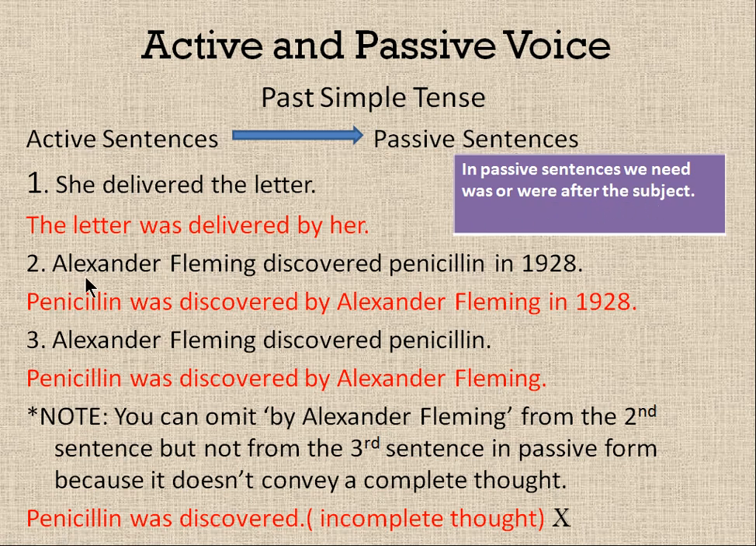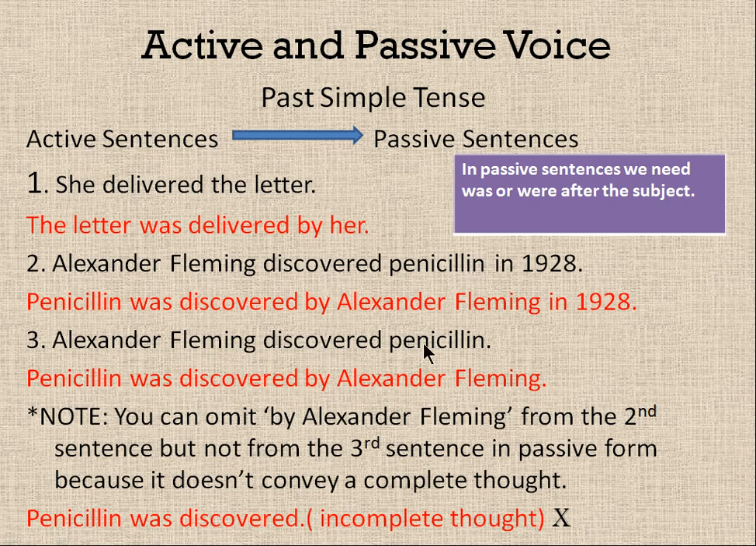Look at sentence number 2. Alexander Fleming discovered penicillin in 1928. Penicillin is the object, so it will go to the subject place. Penicillin, as it is singular, that's why in the past we need was. Penicillin was discovered by Alexander Fleming in 1928.